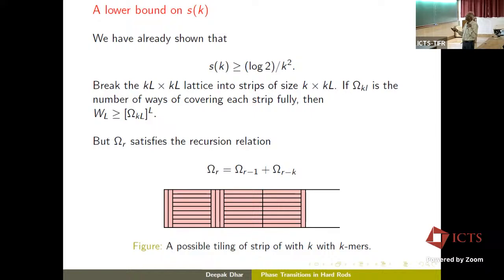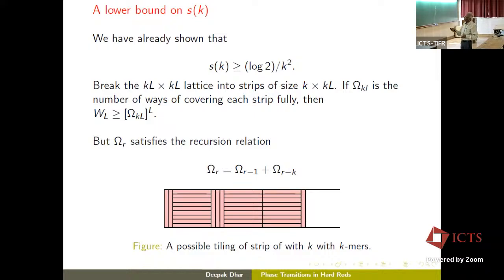Take this big lattice KL by KL, break it into stripes of length KL and width K. So they are made of long stripes like this. Each stripe you can cover with K-mers, roughly like this, in many ways. And then the entropy can be obtained by estimating the entropy of covering a single stripe. So omega_KL is the number of ways of covering a single stripe of length KL, raised to the power L because there are L such stripes, and that is W_L, bigger than or equal to.